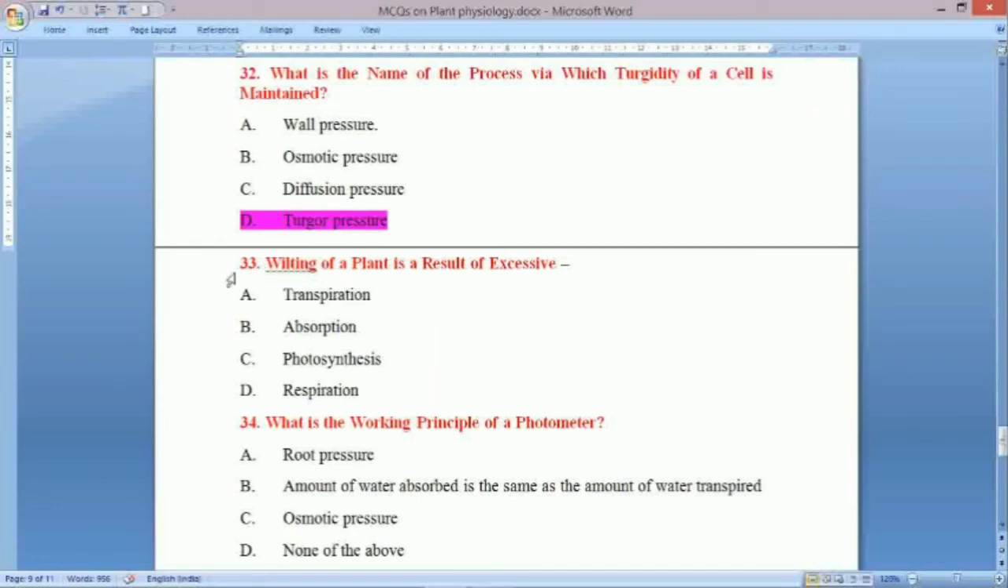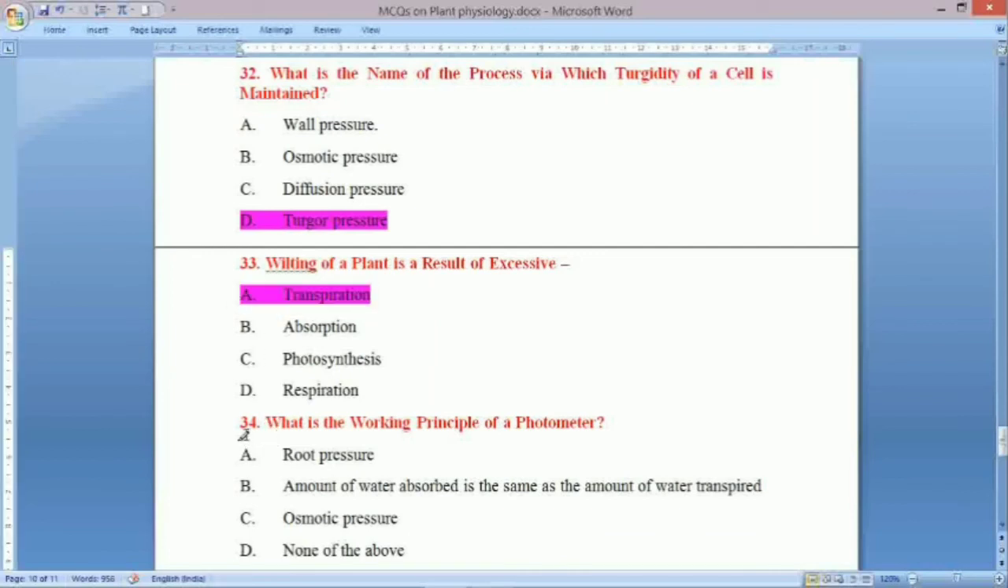Next question, question number 33. Wilting of a plant is a result of excessive, and here option A, transpiration, B, absorption, C, photosynthesis, and D, respiration. And here the right answer is option A, transpiration.